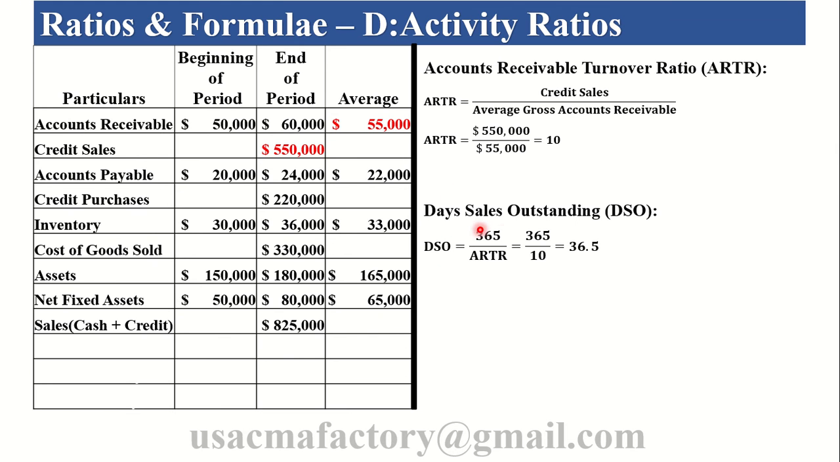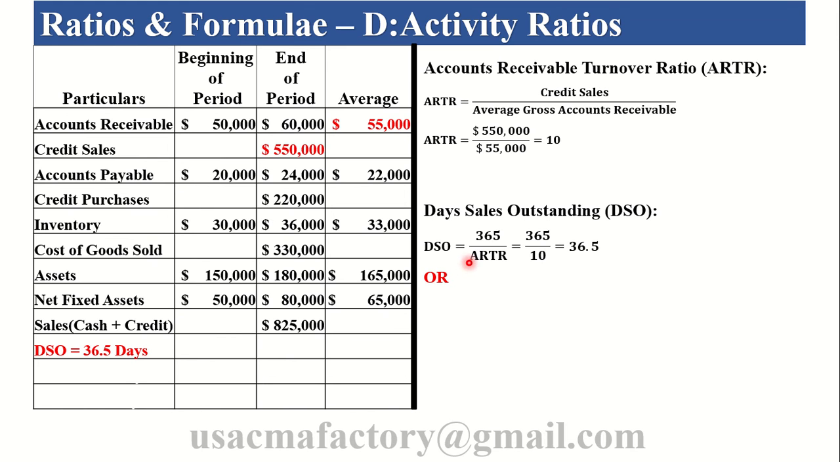Days here, the number of days of a year, is used as 365. Some institutes consider this as 360 days per year, but we consider here 365 days per year. So 365 divided by ARTR. So 365 divided by 10 is equal to 36.5. Noted down here, DSO is equal to 36.5 days.